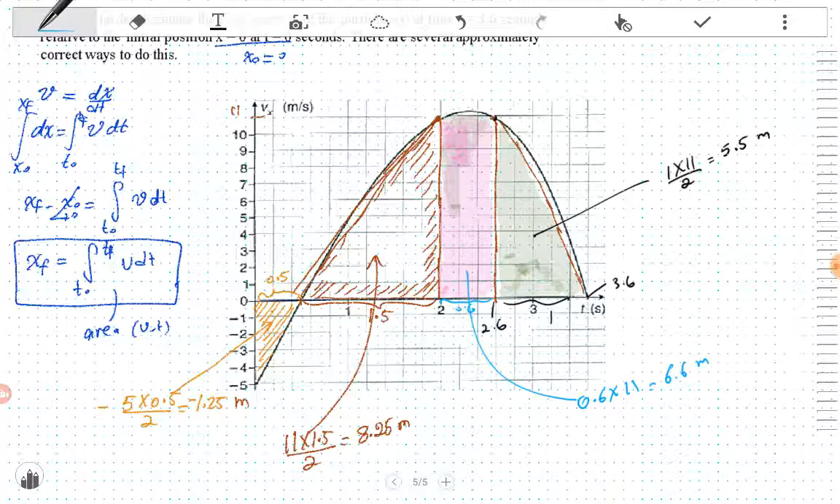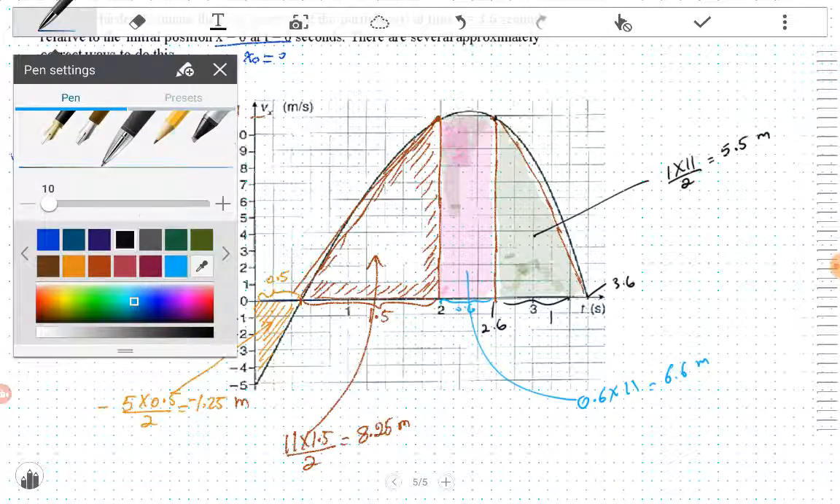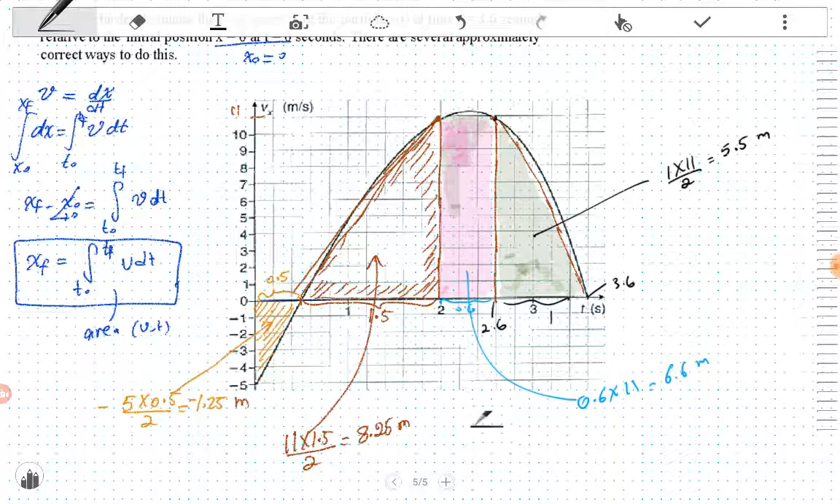6.6 meter. Now we got the whole area, so you add this one plus this one plus this one minus this one. So let's do it. So the area is equal to 8.25 plus 6.6 plus 5.5 minus 1.25. You got 19.1 meter.